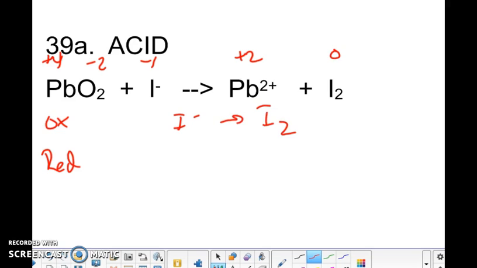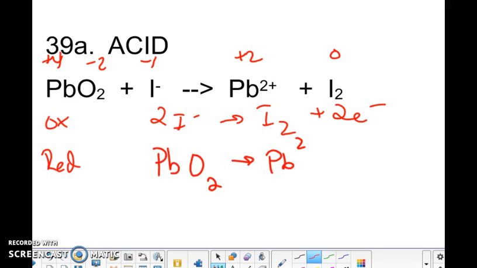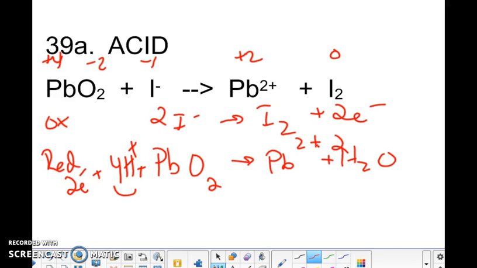I need to balance my iodine, so I need to put 2 there, and then I need to balance the charges. Notice I don't have any oxygens or hydrogens to worry about. My next one will be reduction. It goes from plus 4 down to plus 2. And I need to balance my oxygens by using water. I need 2 of those. I need to have 4 H pluses. And now I need to look at my charges. Here's my 4 plus. Here's my 2 plus. So I need to add 2 electrons to make that all work out.